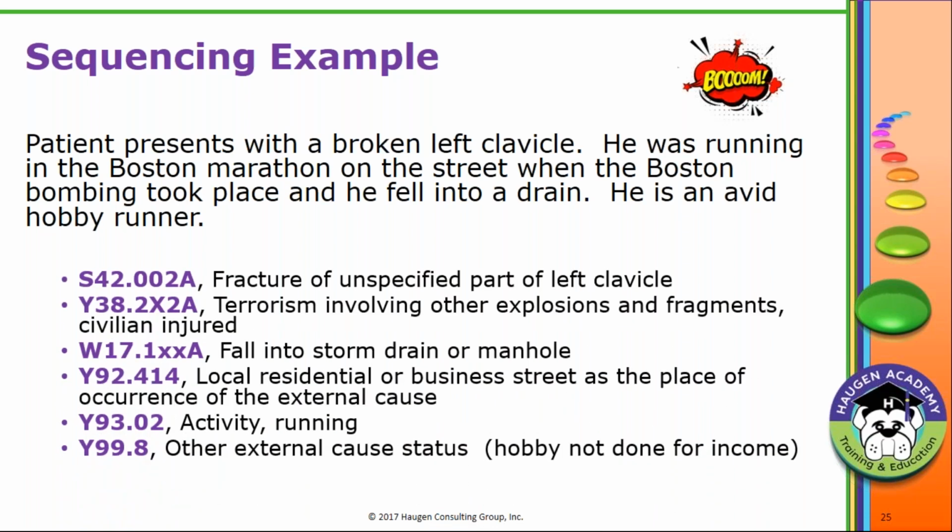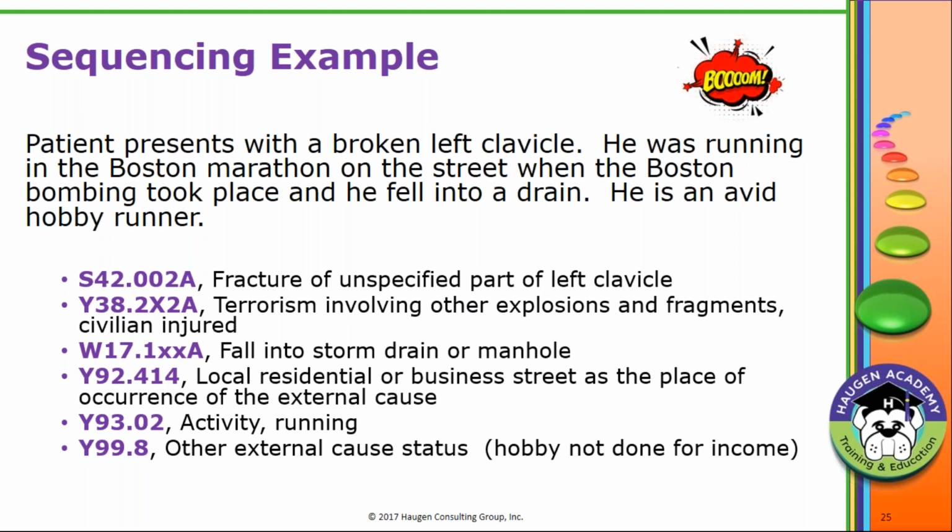And here are your codes. So the very first thing is your fracture code, obviously. That's why the patient is presenting. But we now have a bombing, which was due to terrorism, and that code is going to be sequenced first. And then you're going to have the fall into the storm drain or manhole. Then you've got your place of occurrence, you've got the activity he was running at the time, and his other external cause status.